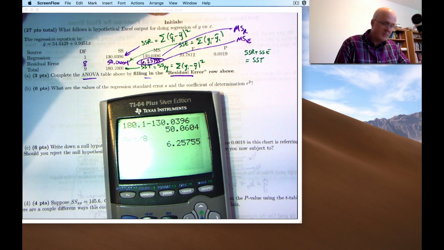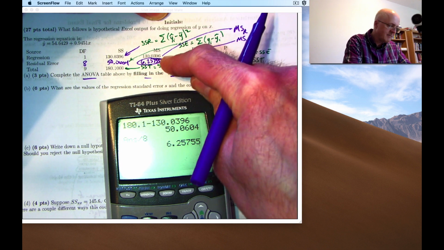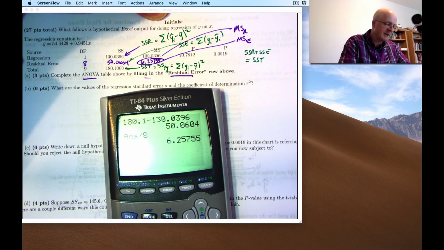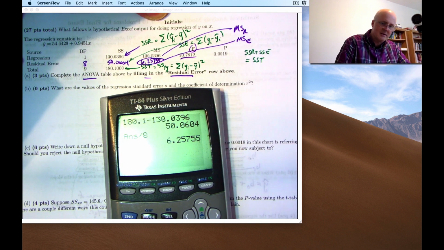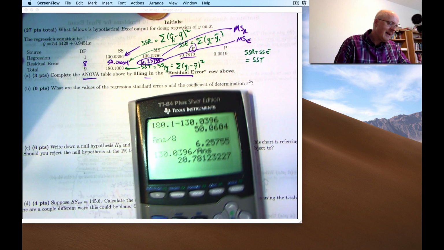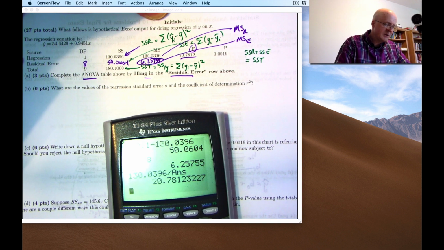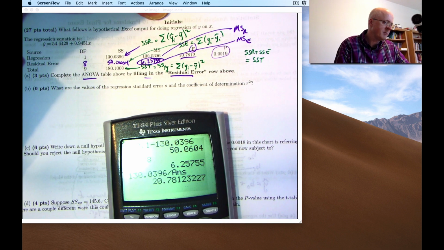Nothing else to do here in part A, though I do want to emphasize that if you take the 130 and divide by the 6.25755, you'll get this F statistic right there. I'll confirm that with the calculator. 130.0396 divided by 6.25755 is, yes, 20.7812. And that F statistic has 1 and 8 degrees of freedom, and you can look it up in a table that the corresponding p-value is this, which is a pretty small p-value.